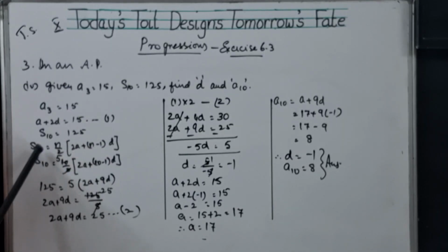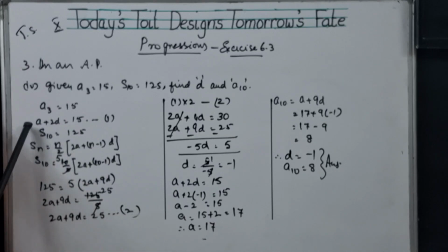Now the Sn formula, the general formula, is n by 2 into 2a plus n minus 1 into d. So S10 is nothing but here n is 10. So 10 by 2 into 2a plus 10 minus 1 into d. The S10 value is 125. So I have taken 125 is equal to 5 into 2a plus 9d. I send this 5 here. So 2a plus 9d is 125 by 5, that is 25. This is the second equation. Now if I solve these two equations, I can get d as well as a, because I need a to find out a10 also. So both a and d values are required.